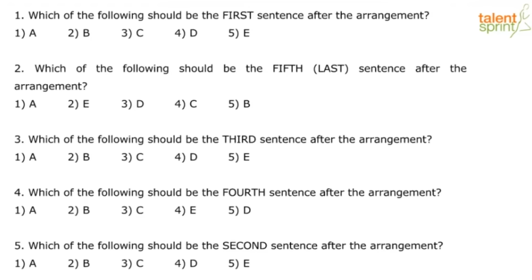Once you get the sequence right, obviously, you'll get your full 5 marks, right? Which of the following should be the first sentence? First sentence is obviously B. Which of the following should be the fifth sentence? We said it was C. Third sentence is A. Fourth sentence is E. And second sentence was D, right? You get the sequence right, you get all your full 5 marks.